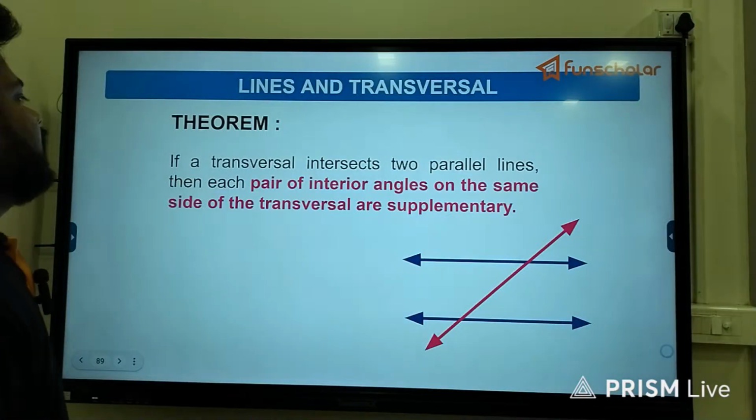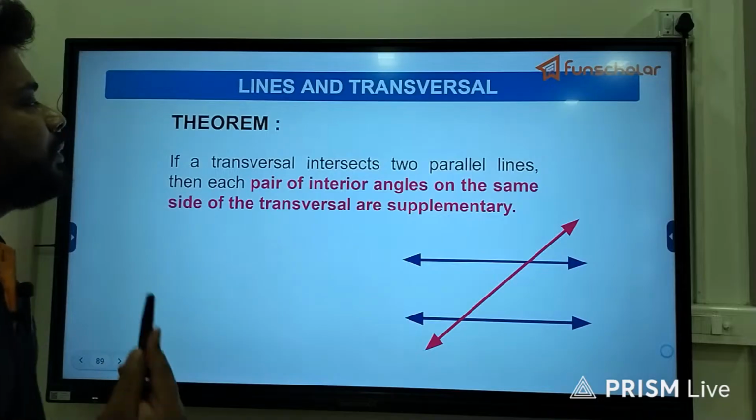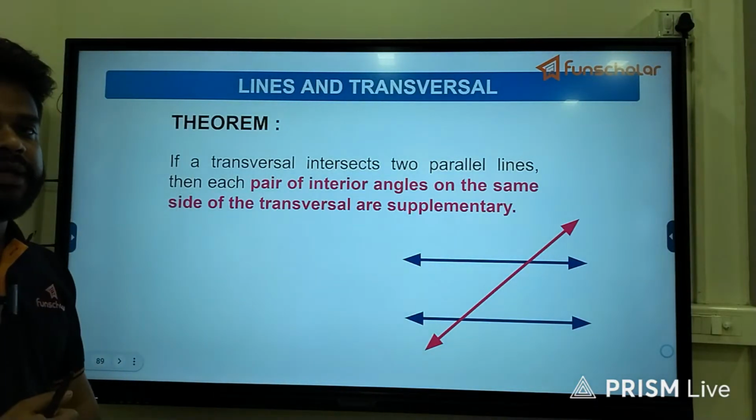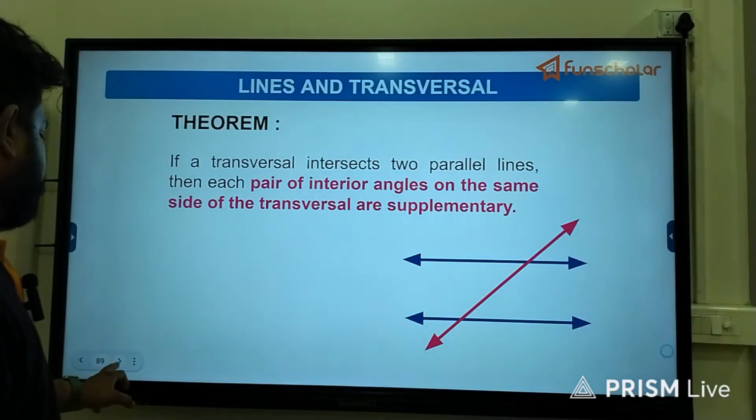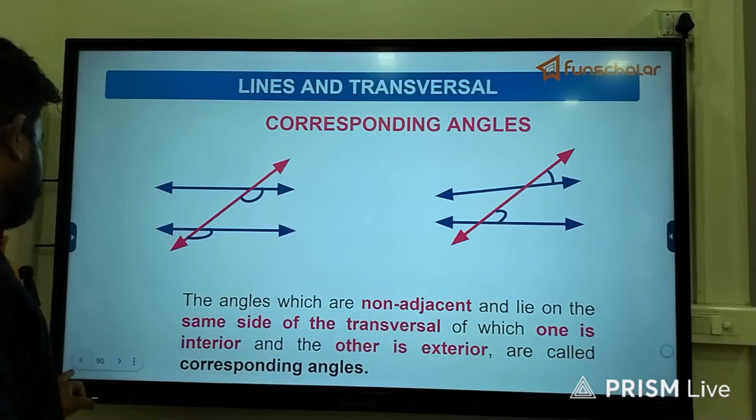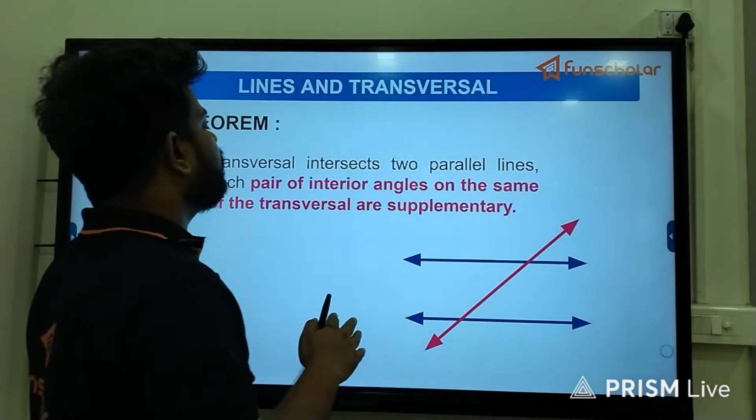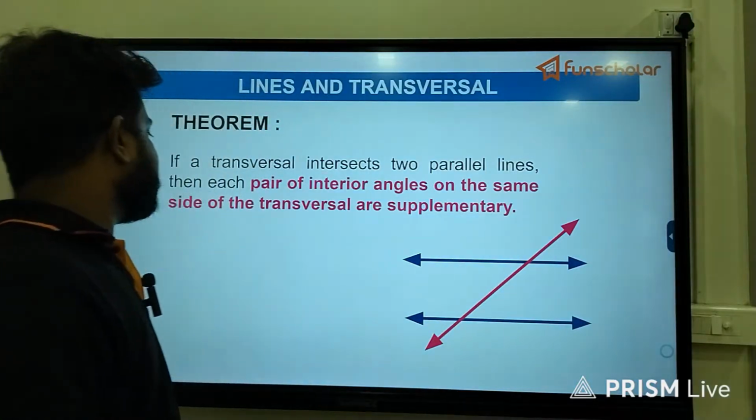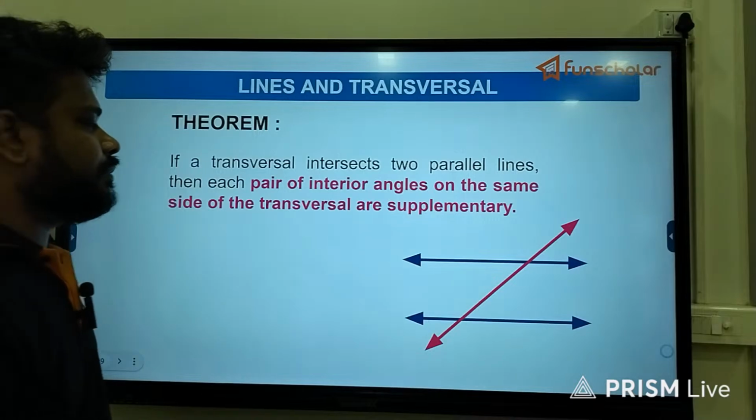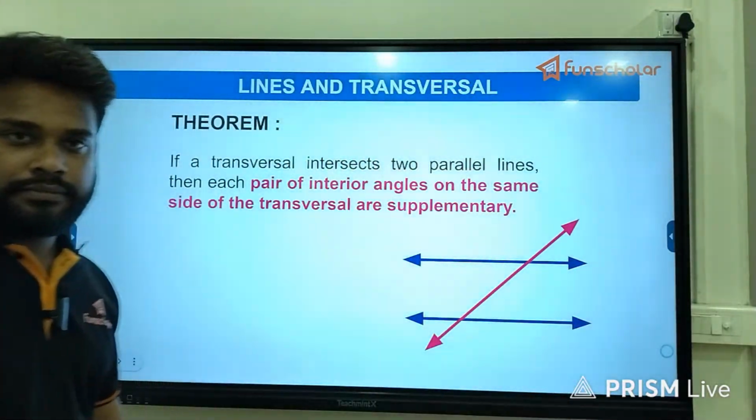Next, if a transversal intersects two parallel lines, then each pair of interior angles on the same side of the transversal is supplementary. This is a big theorem, and the proof of this theorem may not be included in your syllabus. So you have to just remember that the pair of interior angles on the same side of the transversal are supplementary. So that means these two angles will be supplementary, that is 180 degrees.